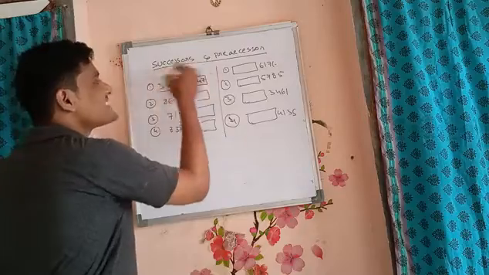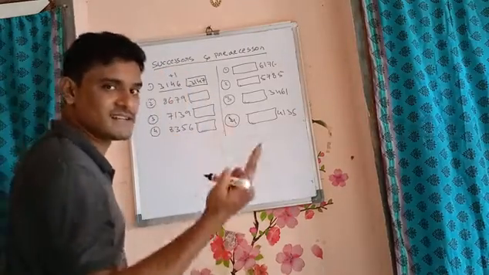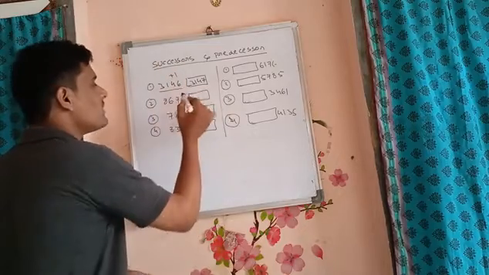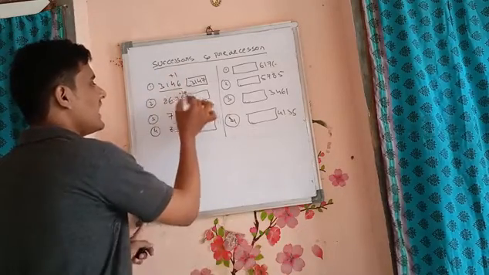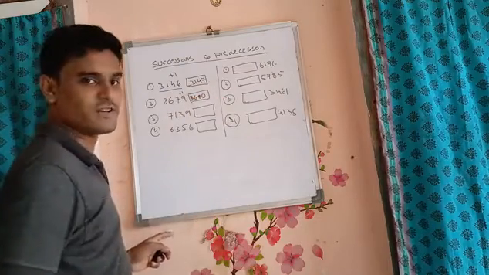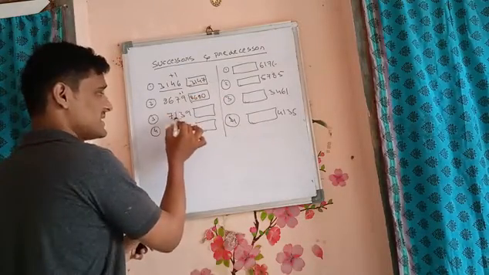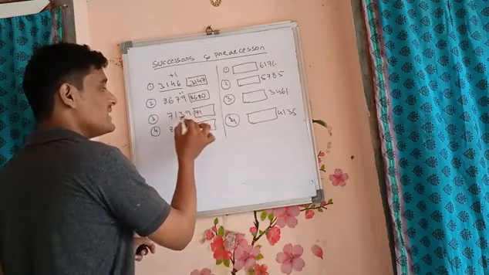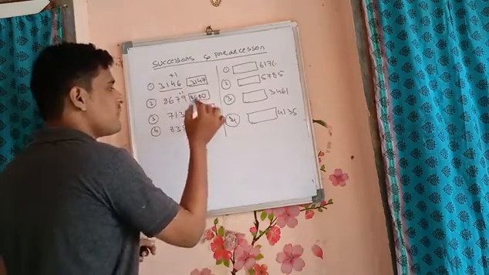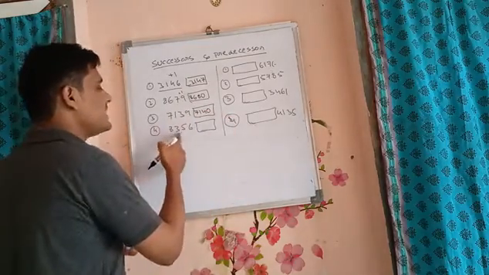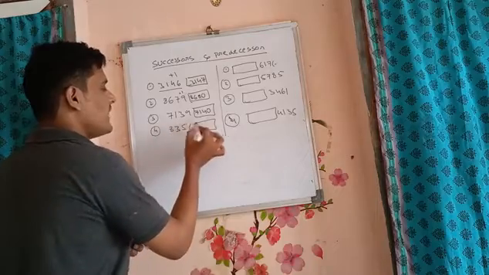Look at it. So what is the successor? Successor means we add one. 8679 plus 1 is 8680. Yes or not? In the same pattern, 7139, we add 1, that means 7140. Yes or not? So in the same pattern, 8356, we add 1, it is 8357.